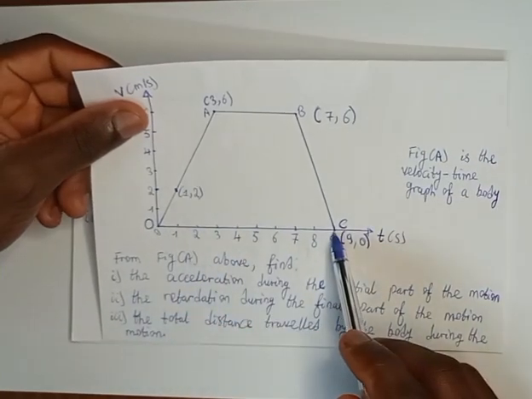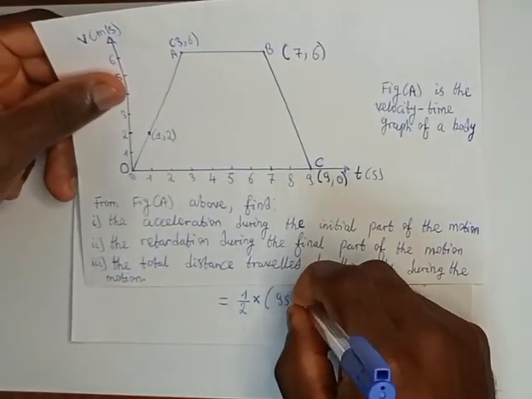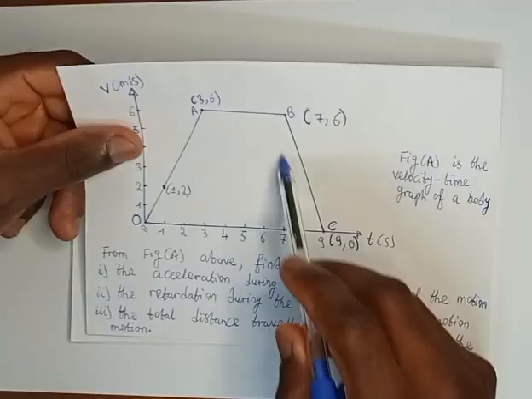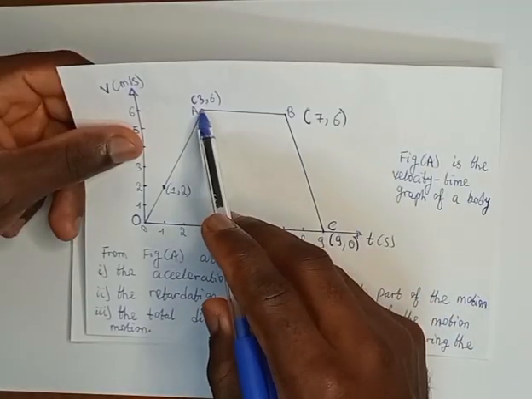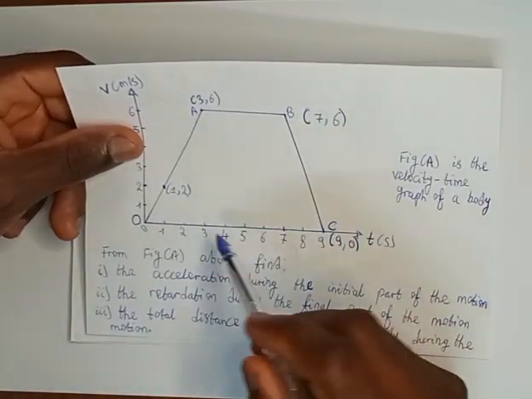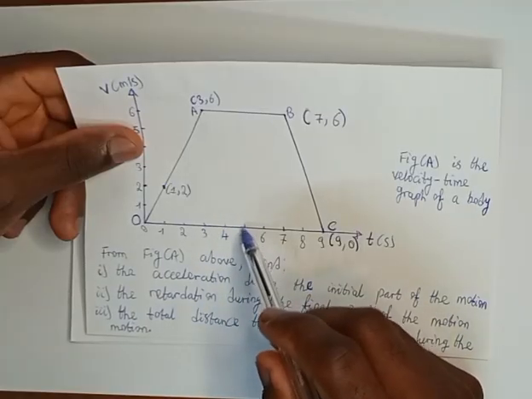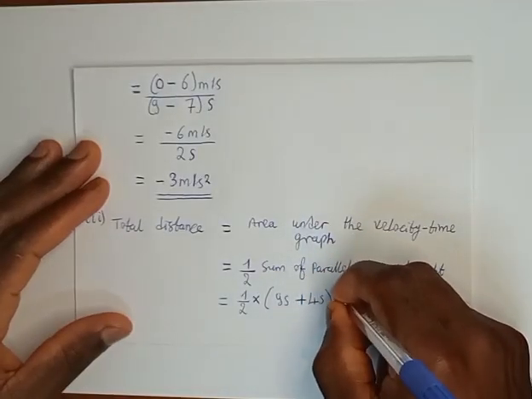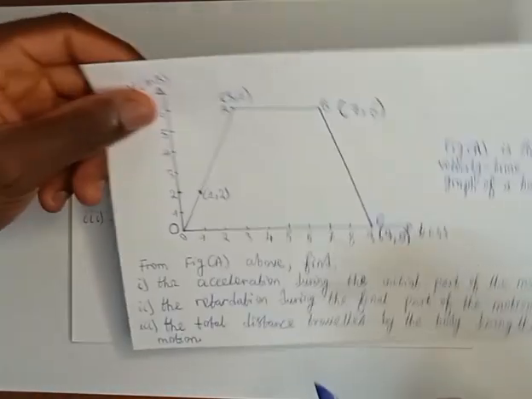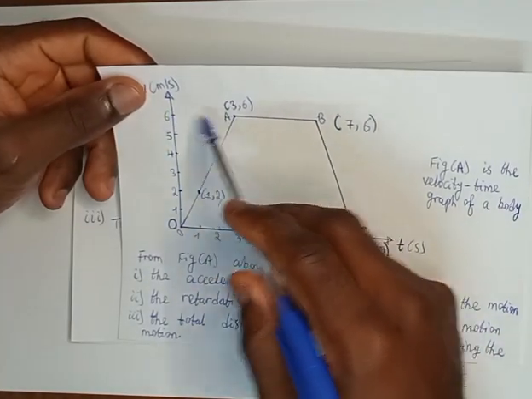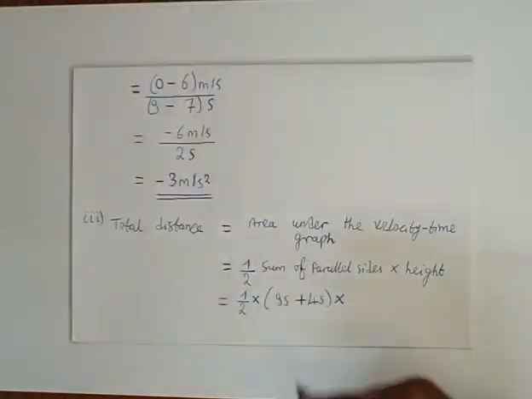from here to here is 9 seconds plus, from here to here we have a 3, here we have a 7, so we take 7 minus 3, which gives us 4. Or you count, this will be 1, 2, 3, 4, so it gives 4 seconds. Then we multiply it by the height. This is the height from here to here, which is 6 meters per second.